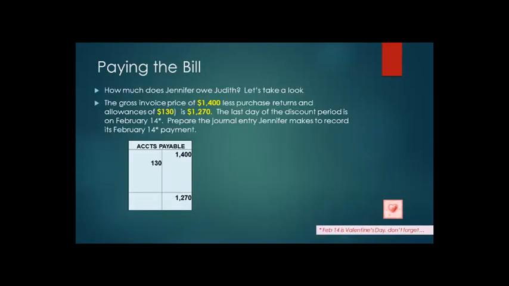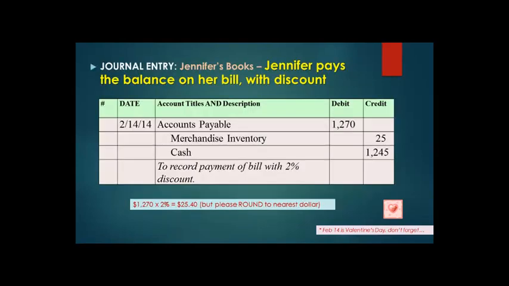So let's look. Before we get to paying this bill, let's take another look at the accounts payable account. The original invoice was for $1,400. But Jennifer returned $130 for the 2 calculators. So Jennifer only owes $1,270. And that is what she will apply her 2% discount to. So we clear out accounts payable for the full amount. We take that 2% discount against the inventory account, and we credit cash for the balance. So you can see Jennifer's paying less than the $1,270 because she gets that discount.